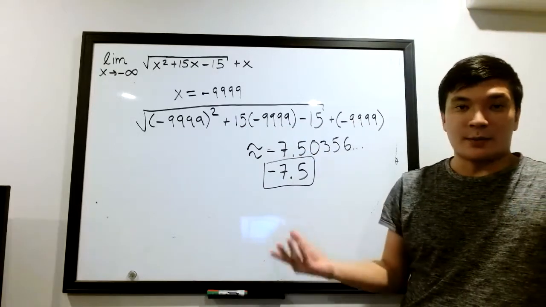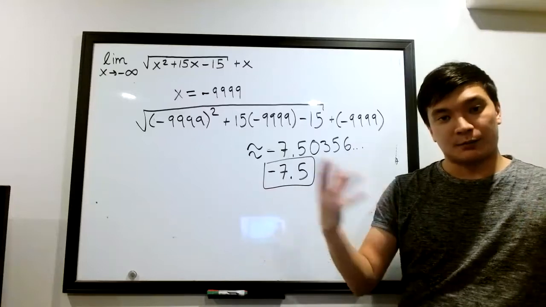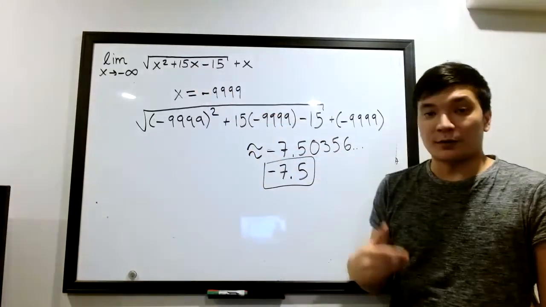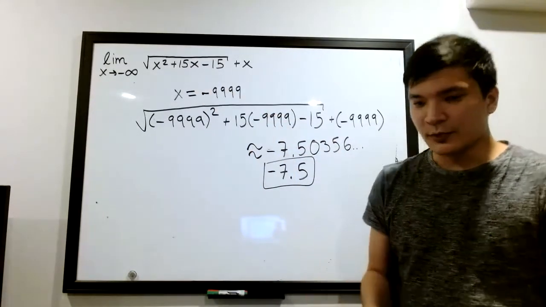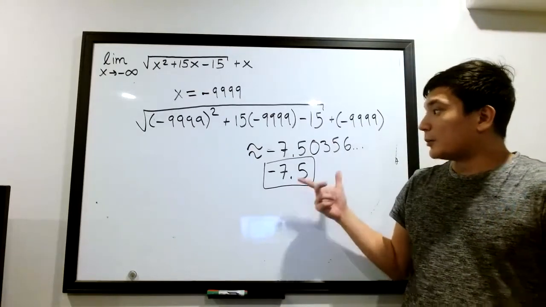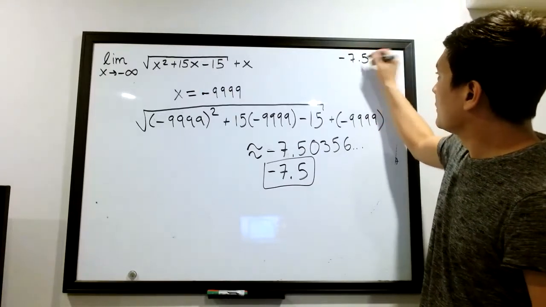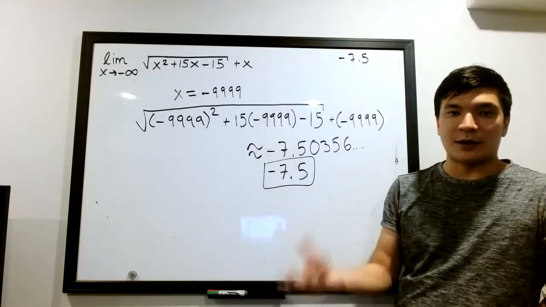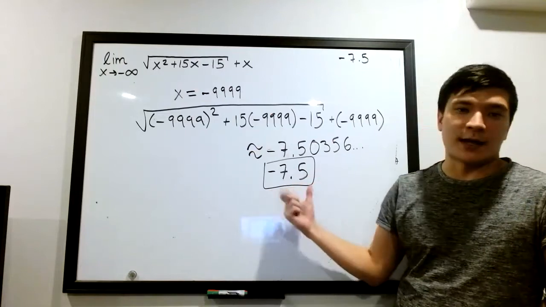But on an exam, this method wouldn't fly. Maybe you only get a couple of marks. Usually, if they give you a question like this, they want you to solve it analytically, not by approximating. So we'll keep this answer in mind, and put it on the side here: negative 7.5. But we will solve this problem analytically using algebra and properties of limits, and we should, at the end, get this answer.